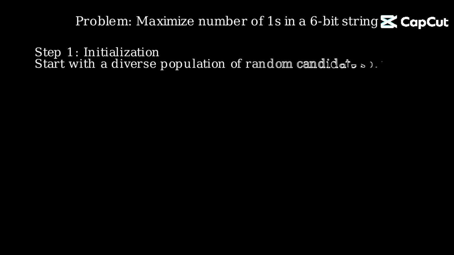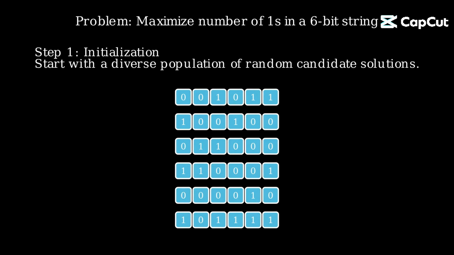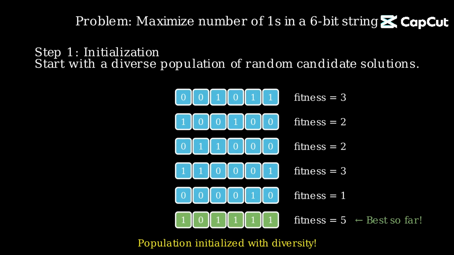Now let's see how this actually works. Here's our problem. Maximize the number of 1s in a 6-bit binary string. The perfect solution is all 1s. Step 1. Initialization. So let's start with a random population of 6 individuals having diverse binary strings. See these fitness scores? Individual 6 has five 1s, currently our best. But individual 2 only has two 1s. This diversity is crucial. It gives evolution something to work with. Now, the question is, can we improve this population?